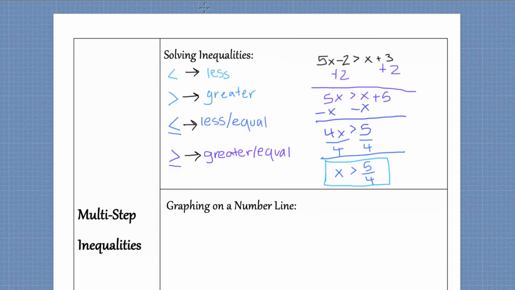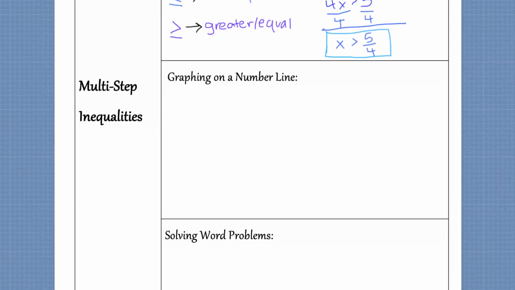Now that we've looked at all of the symbols used in solving inequalities and we've looked at how to solve one, let's move on to the next part. So over here, we're going to learn how to graph an inequality on a number line.